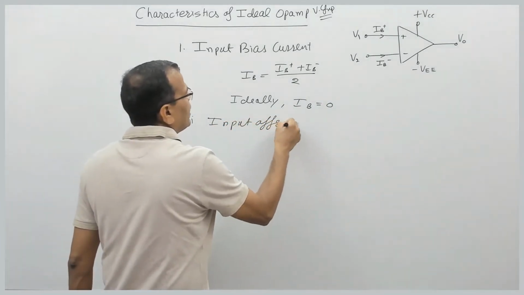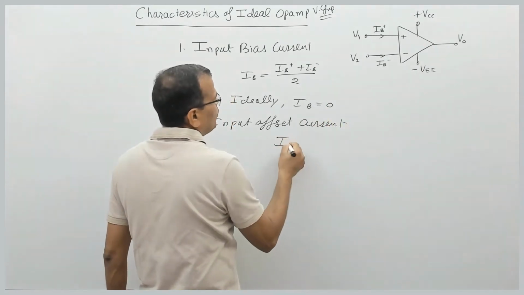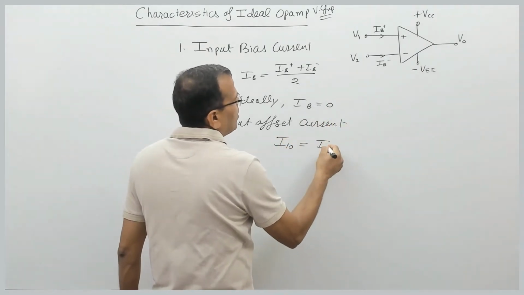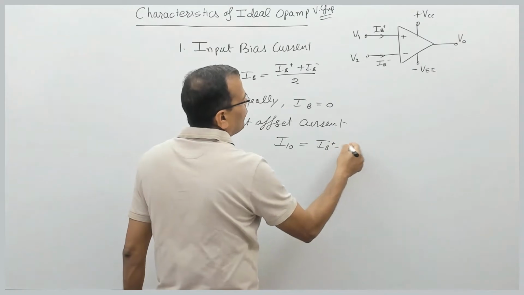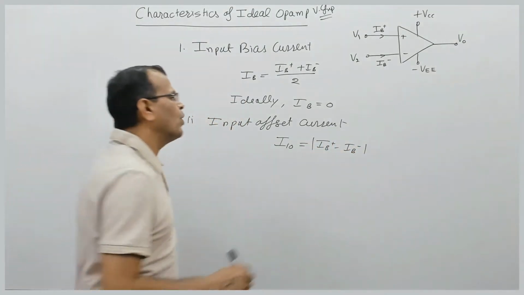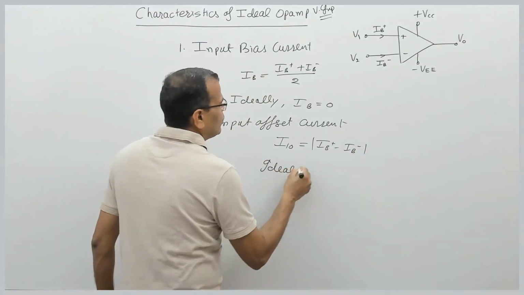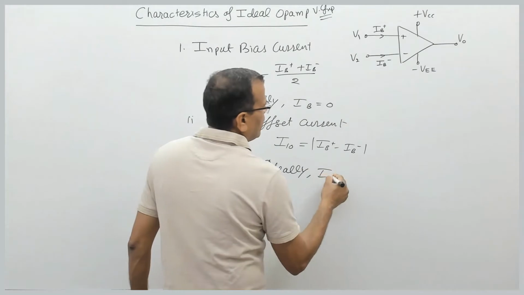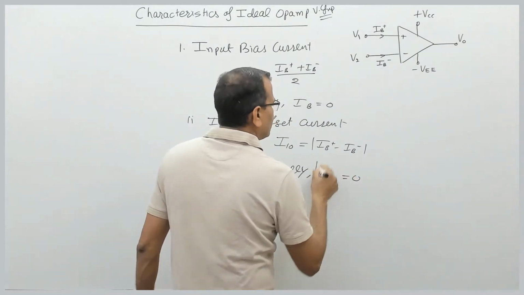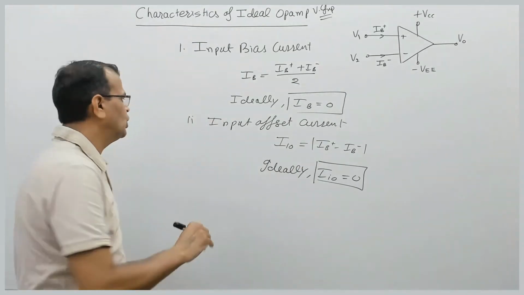Second, input offset current. Input offset current is the magnitude of the difference of the biasing currents entering at the non-inverting and inverting terminals of the op-amp, and ideally this is also 0. Ideally the input offset current is 0. Ideally the input bias current is 0.